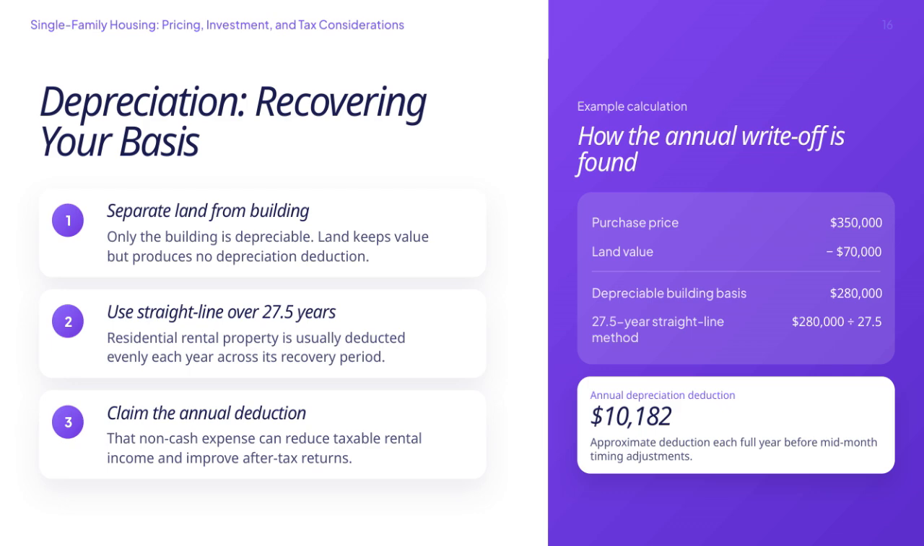To give you a clearer picture, let's look at an example. Imagine you purchase a property for $350,000. If the land is valued at $70,000, that leaves us with a depreciable building basis of $280,000. Applying the 27.5-year straight-line method, we divide the building basis by 27.5, resulting in an annual depreciation deduction of about $10,182. This is roughly what you could deduct each full year before considering any mid-month timing adjustments.